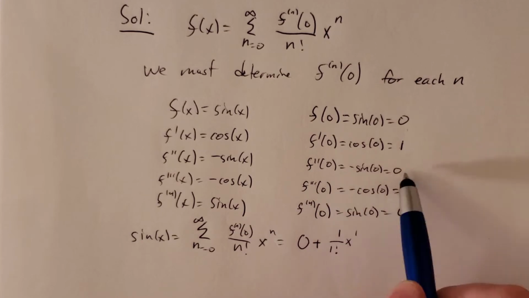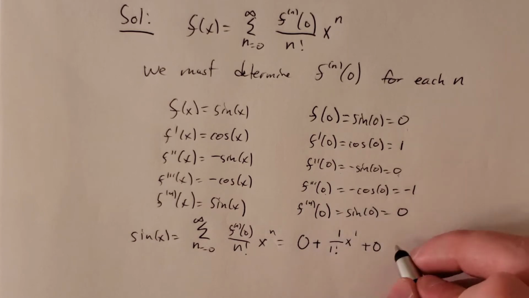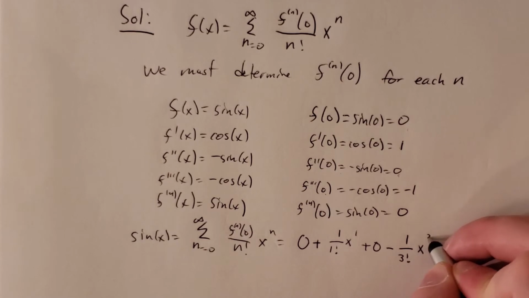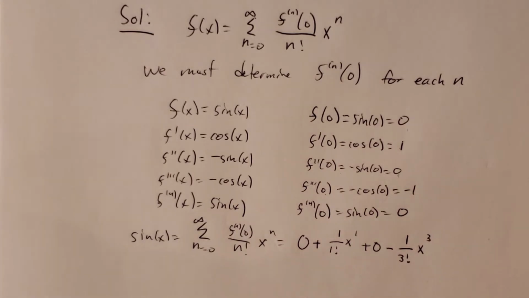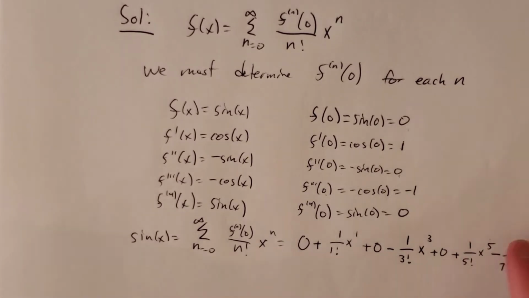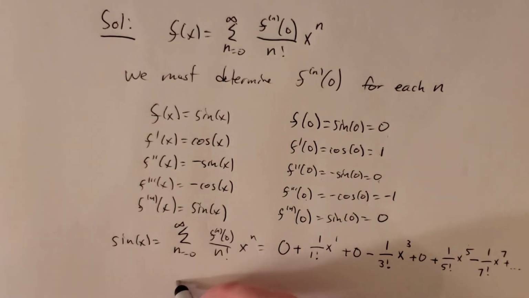Plugging in n equals 2, we get 0 again. Plugging in n equals 3, we get negative 1 over 3 factorial times x to the third power. And this pattern repeats. For n equals 4, we get 0. For n equals 5, we get plus 1 over 5 factorial x to the 5th. 6 is 0. 7 is a minus 1 over 7 factorial x to the 7th. And we continue that forever.